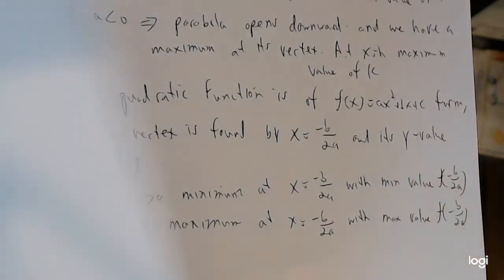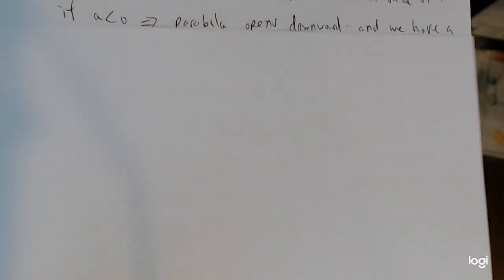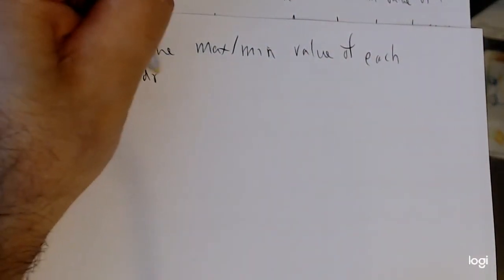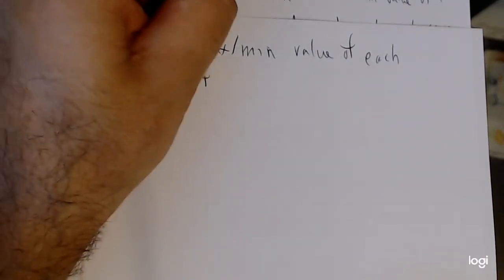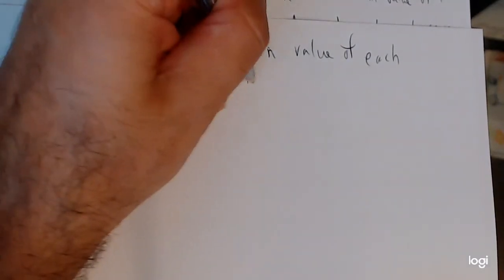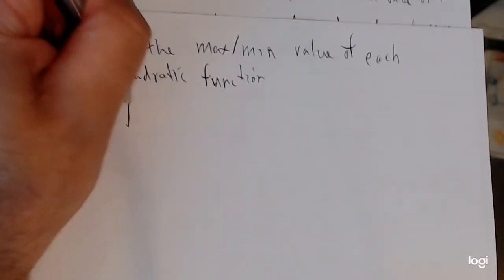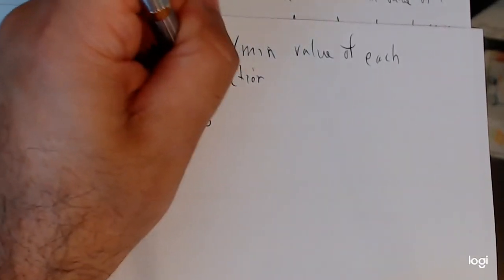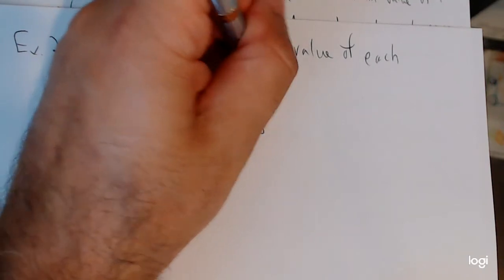Okay, so let's look at our last example, and then that'll wrap up this section. For example 2, we're going to find the maximum or the minimum value of each quadratic function. Okay, so for a, we have f of x is equal to negative 3x minus 1/3 squared plus 4/3.